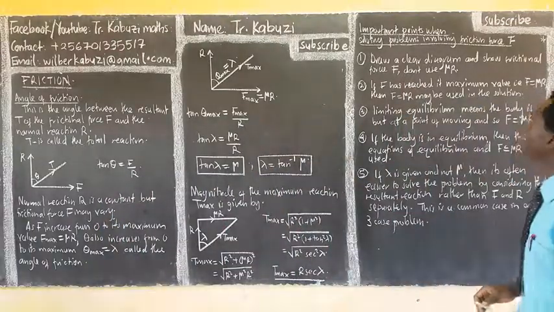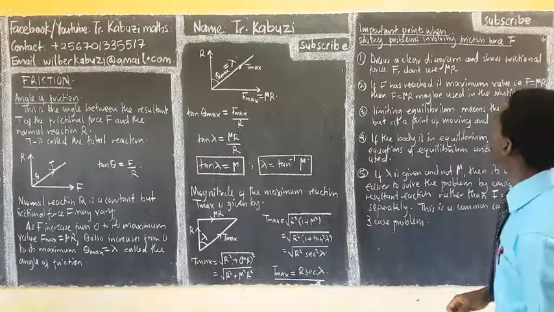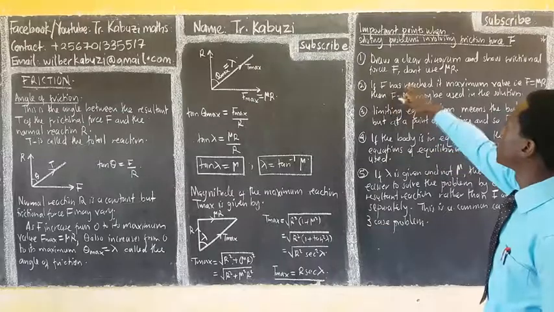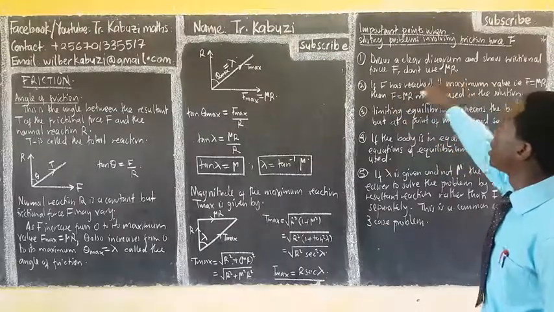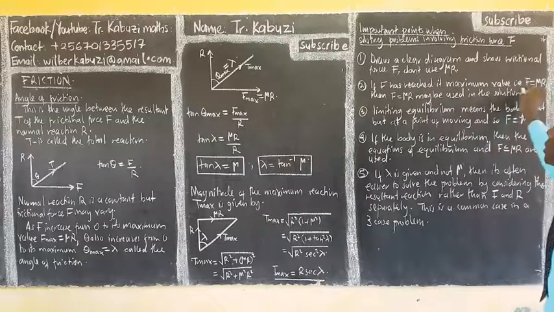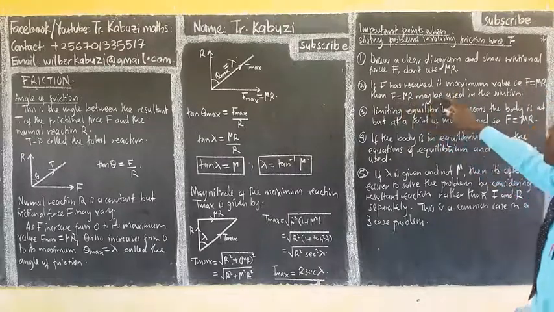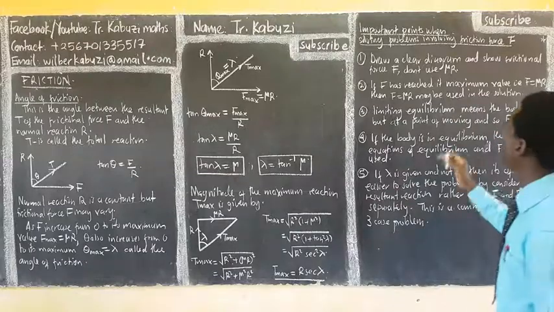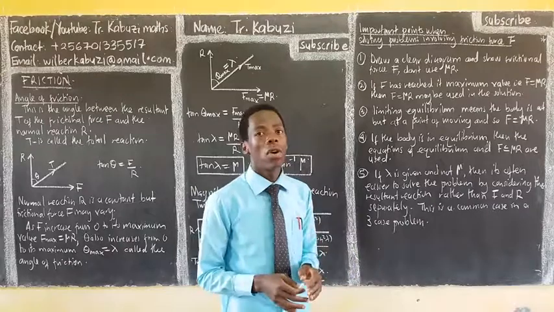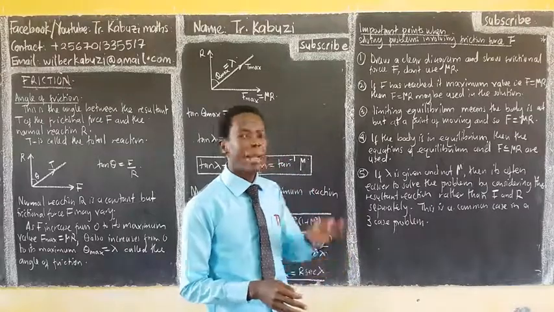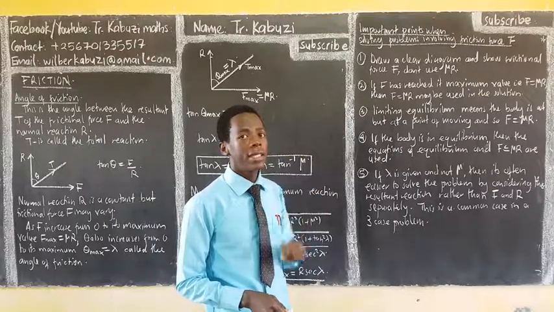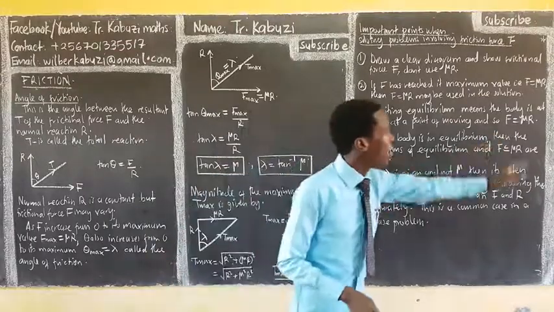Important points when solving problems involving frictional force F. Draw a clear diagram and show the frictional force F. Don't use mu R unless F has reached its maximum value; if F is at its maximum, then F equal to mu R may be used in the solution. Limiting equilibrium means the body is at rest but at the point of moving. So whenever I hear limiting equilibrium, the body is still at rest but about to move, meaning friction has reached its maximum, mu R.